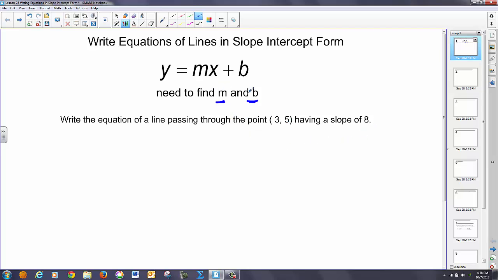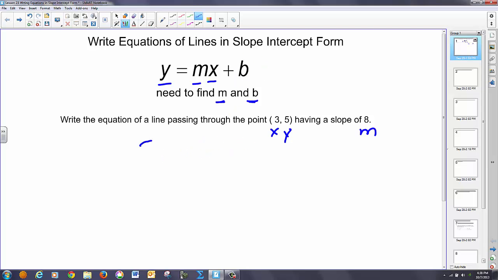We can identify some of these things in the equation. The slope, 8, is m. The 3 and the 5 are parts of a point, and points are made up of x and y values. So what we're going to do is plug those in for y, m, and x, and notice we'll have one unknown left, which is b. And we'll solve for b.